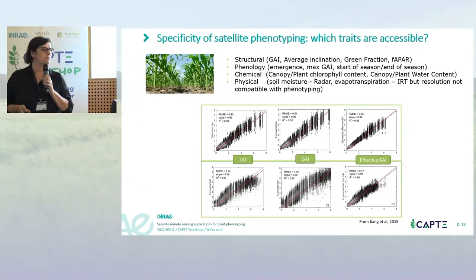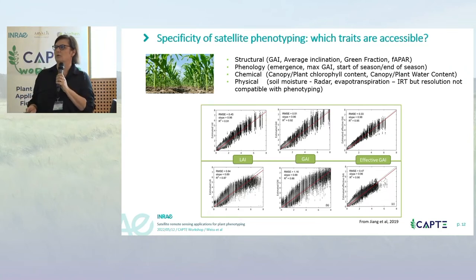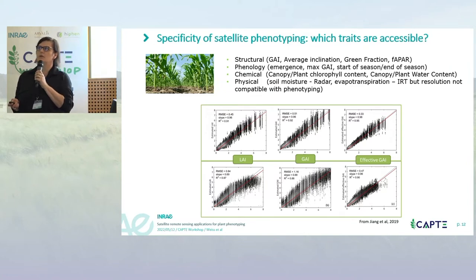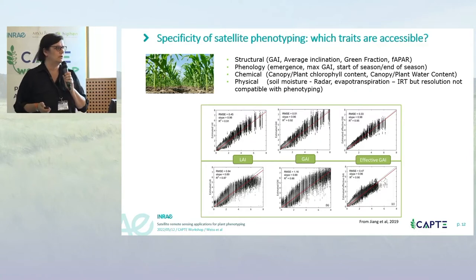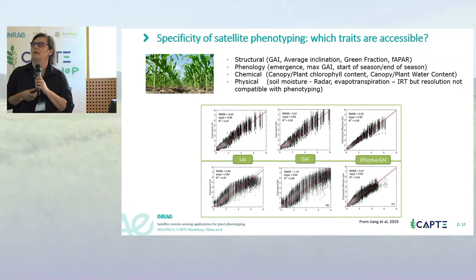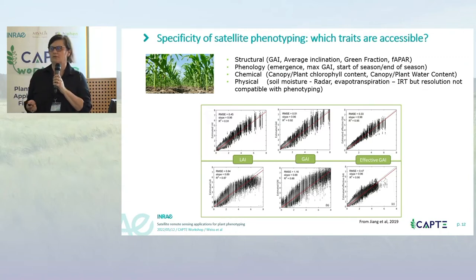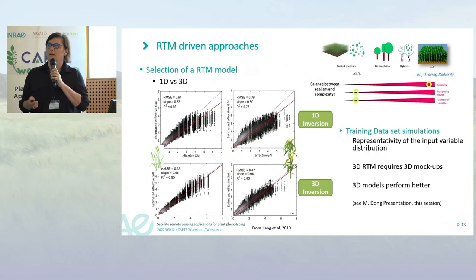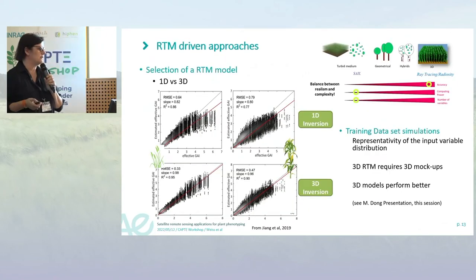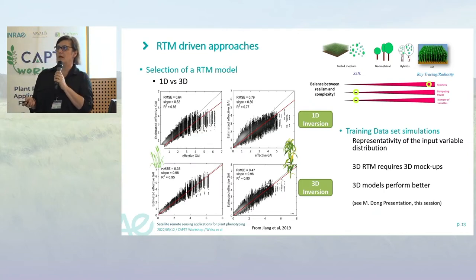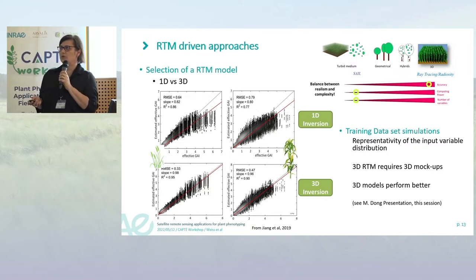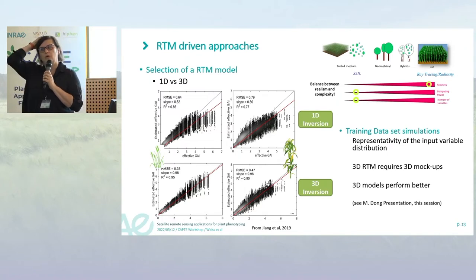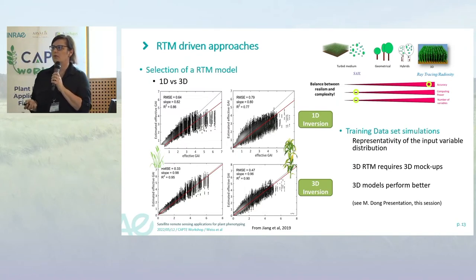Okay, so once you have your top of canopy reflectance, you can estimate traits. Fred has already shown that yesterday. I will not go into details. And you have access to several traits, which are actually fewer as compared to what you can get from phenotyping data. So you can use a radiative transfer model-driven approach. This was also presented by Fred. The problem is you need to have a good training data set which is as representative as possible of the distribution of your variable and co-distribution.